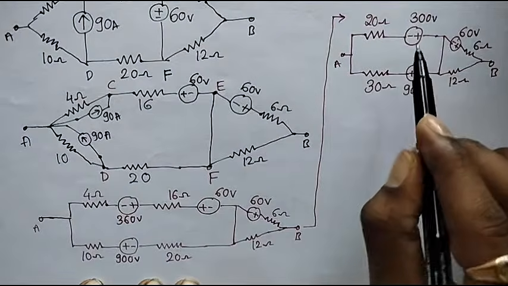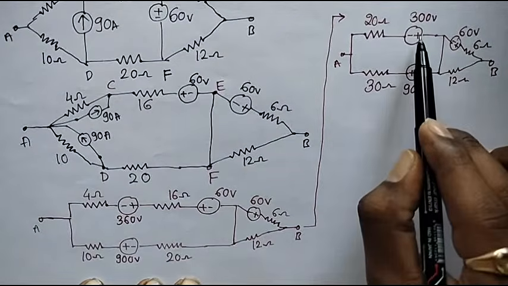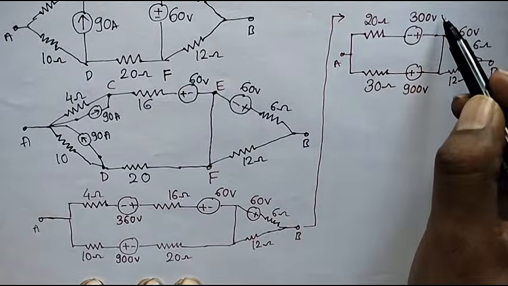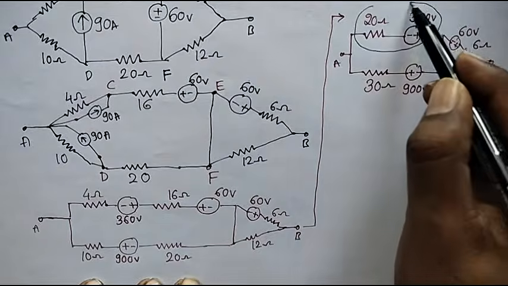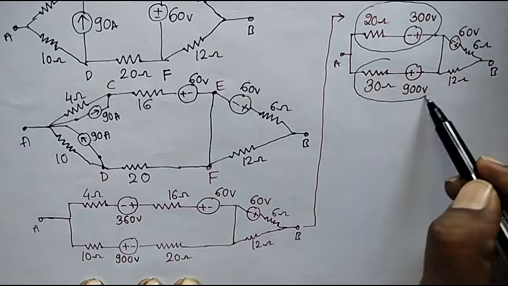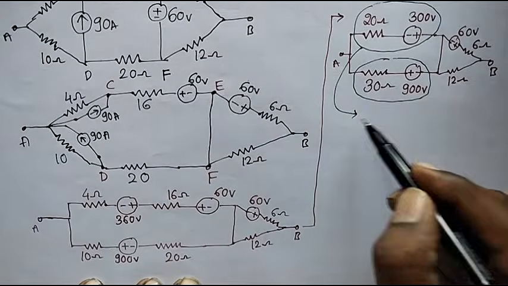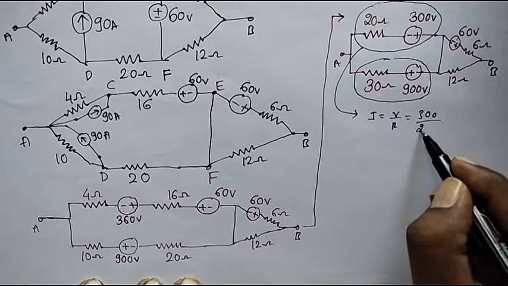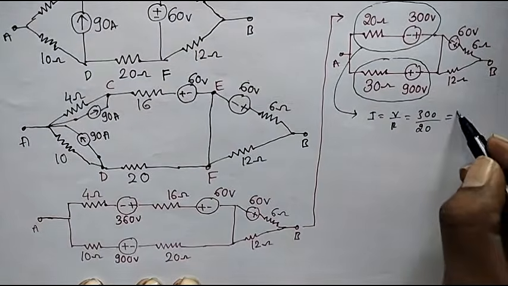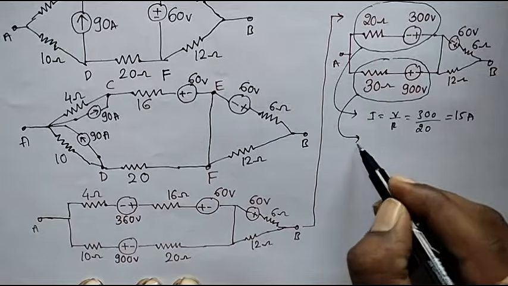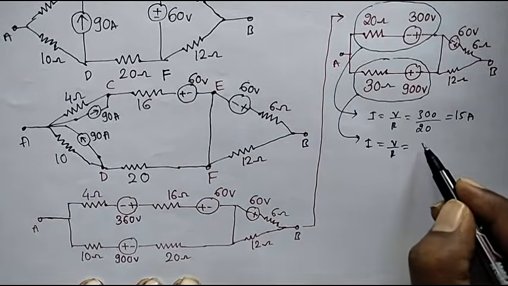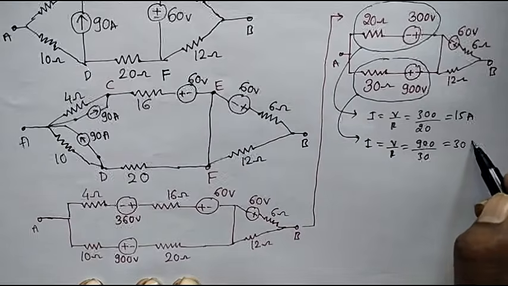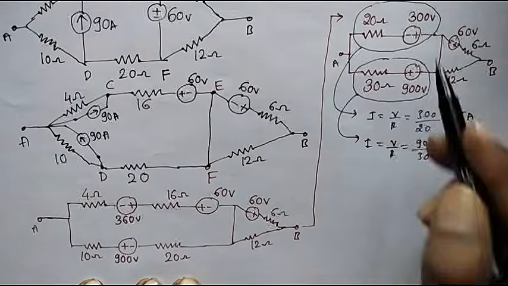Now observe this circuit. The 20 ohm resistor is in series with the 300 volt voltage source. So we can apply source transformation to this part. Similarly, we can apply source transformation to this part, so that I is equal to V by R, that is 300 divided by 20, which is equal to 15 amps. Similarly, for this I is equal to V by R, that is 900 divided by 30, which is nothing but 30 amps. We'll reduce the network further.